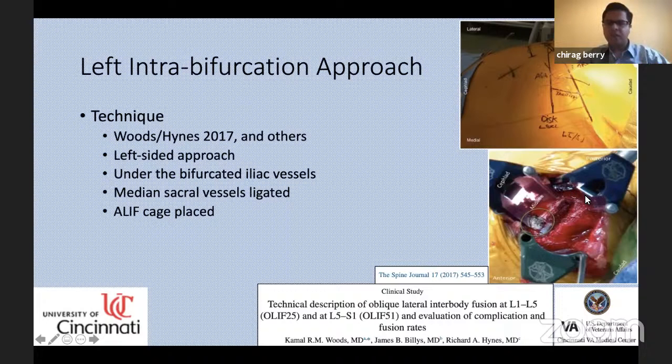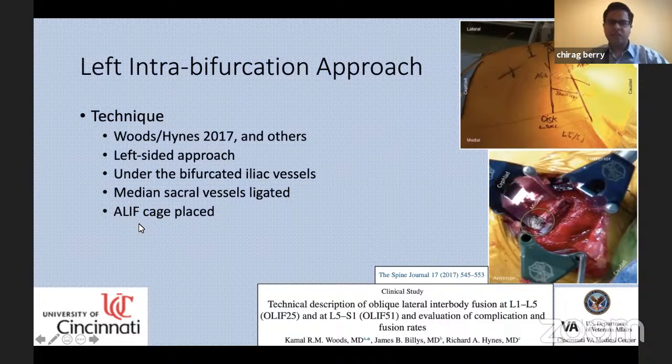This retractor is retracting a left common iliac vein, and this mark is the midline. So you see that you expose a good amount of your left-sided disc over here. This requires a little bit of orientation because you're going in the oblique anterolateral direction, not a straight supine anterior direction. And you place an ALIF cage.